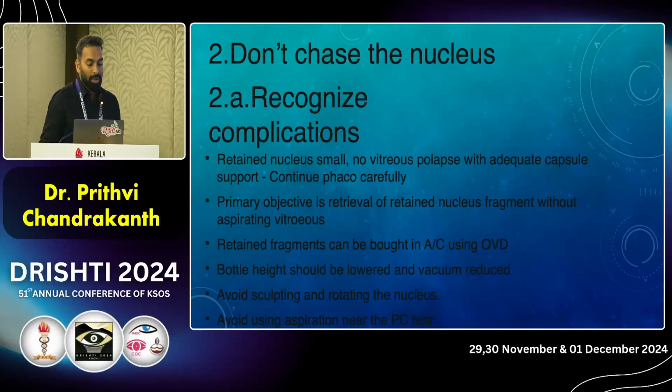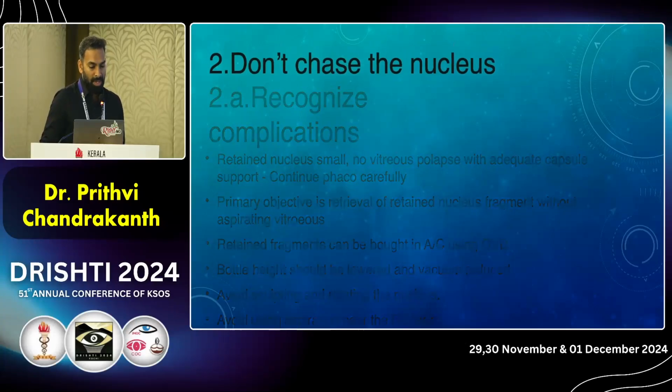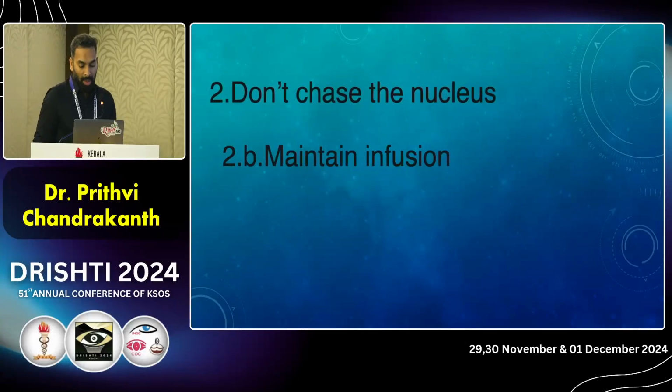Avoid sculpting and rotating the nucleus again, because you might stir up the vitreous and give traction over there. And avoid using aspiration, for exactly the same reason, not to catch the vitreous. Maintain infusion. One more thing: if there's vitreous, it is always better to inject visco and put the vitreous back to its place if it's not disturbed much. If it is, then we'll have to use an antivitrectomy cutter and go at least till the posterior capsule and cut all this vitreous.